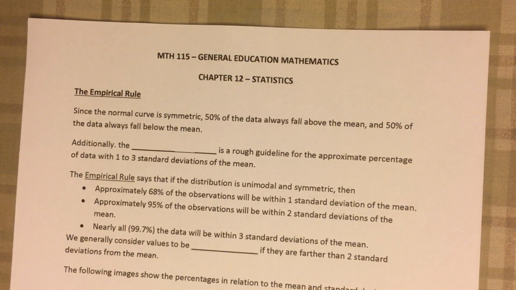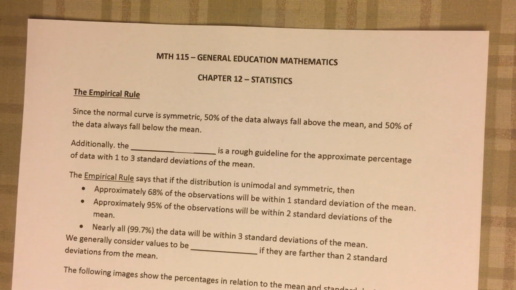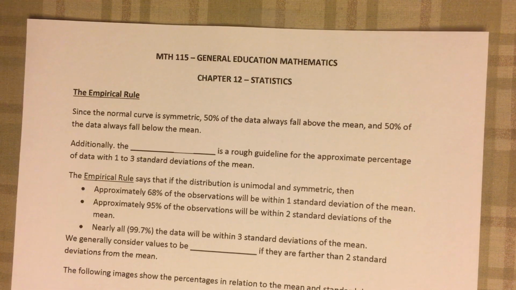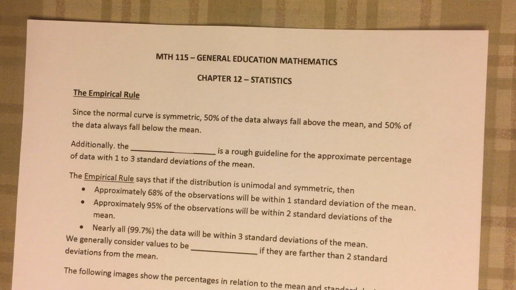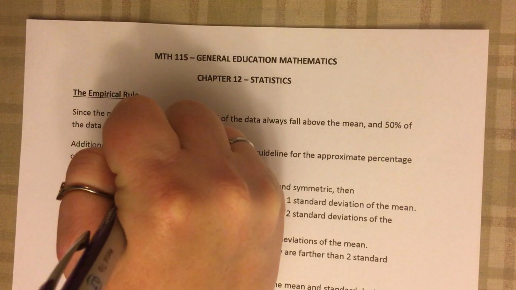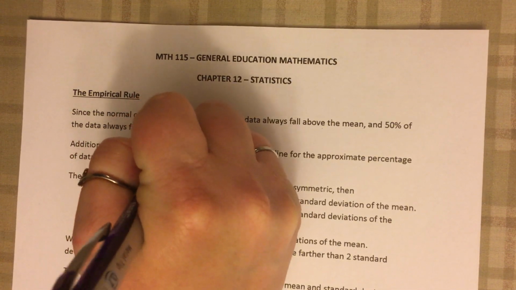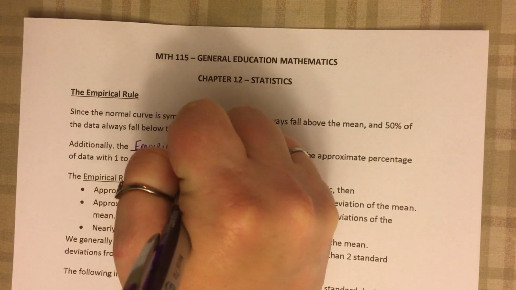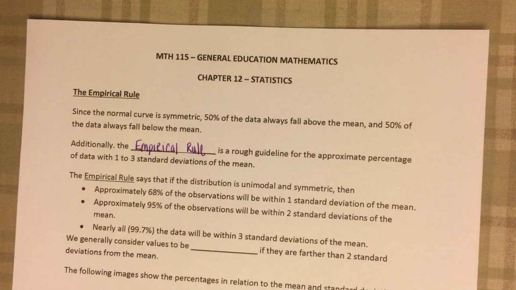What we're going to look at in this next video is something called the empirical rule. So thinking about our normal curve, since the normal curve is symmetric, 50% of our data is always going to fall above the mean, and 50% of our data is always going to fall below the mean. So our mean is going to be the absolute center of our data set here. In addition to just thinking about our mean, we're going to use something called the empirical rule to categorize other data values within our distribution.